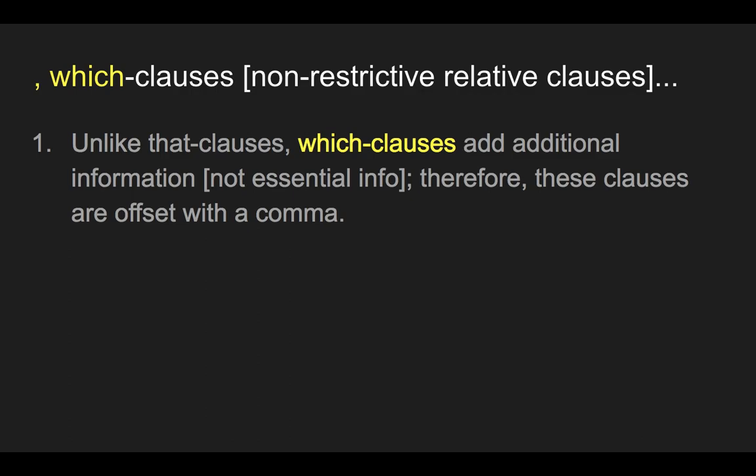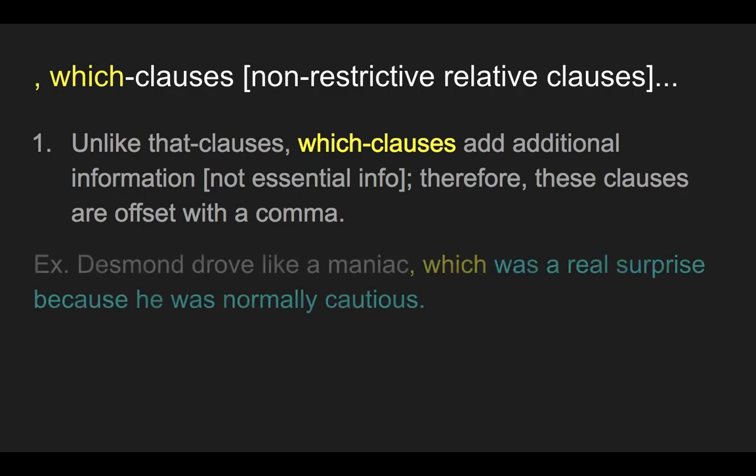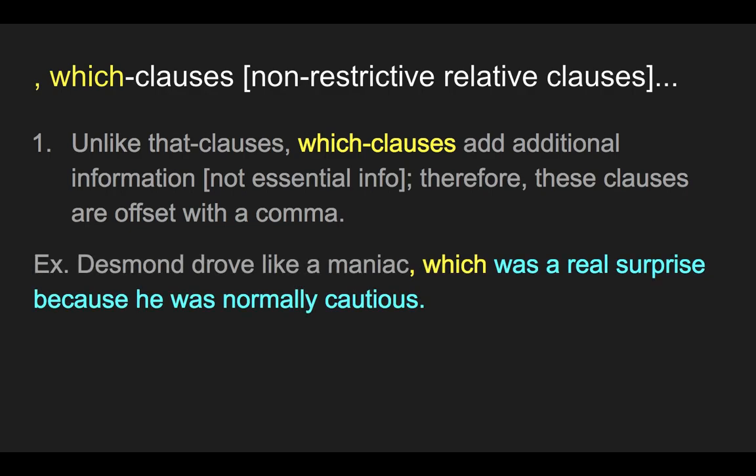So that clauses and all of our restrictive relative clauses that start with those other markers, right? That, who, when, where, they don't need a comma. When you're using which, you need to use a comma. Okay, let's take a look at our example here.